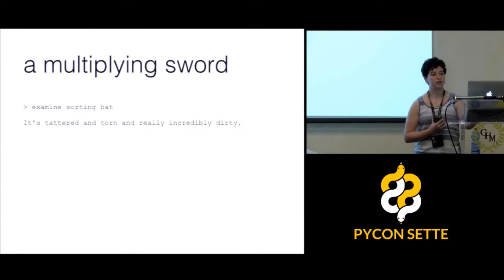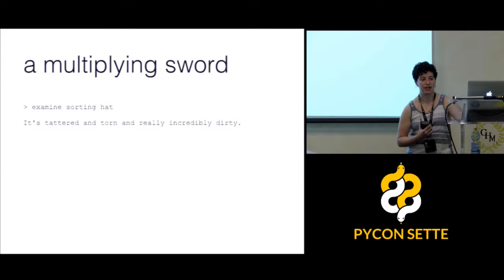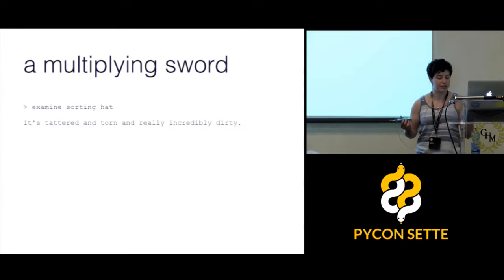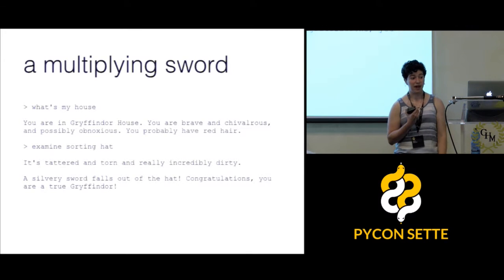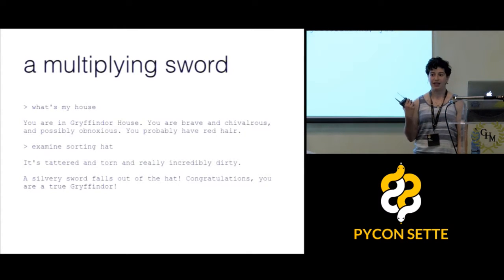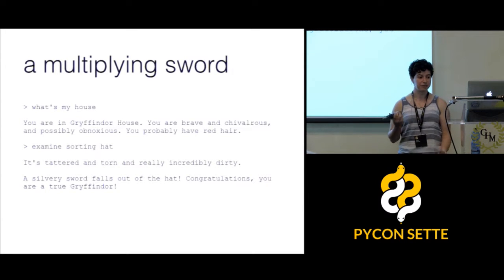Great. So most text adventures have a command called examine. And examine usually just returns a detailed description of the thing that you're examining. So if you examine the sorting hat, for example, you'd expect some comment describing the sorting hat's appearance. And the behavior that I want in my Harry Potter game is I want the hat to drop the Sword of Gryffindor if it's examined by a member of Gryffindor house.